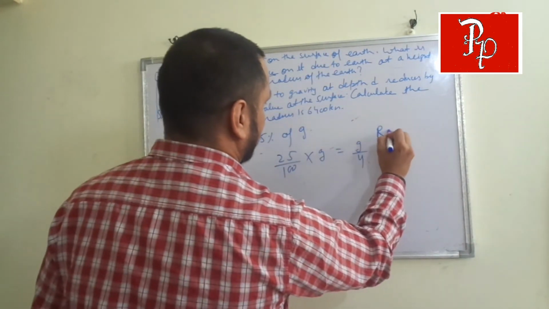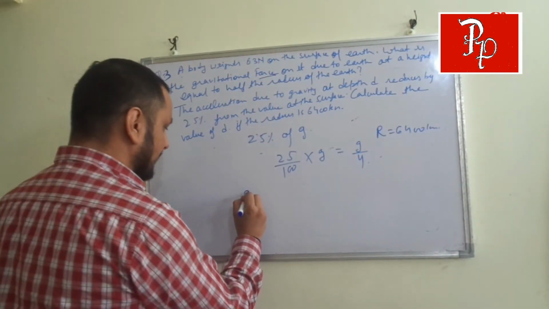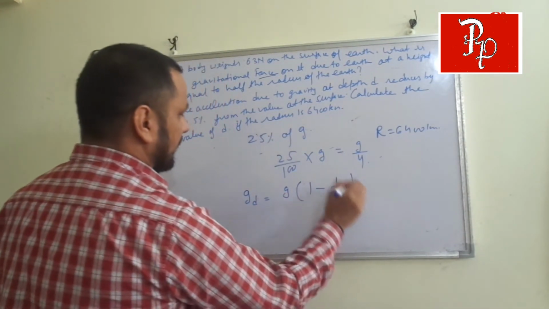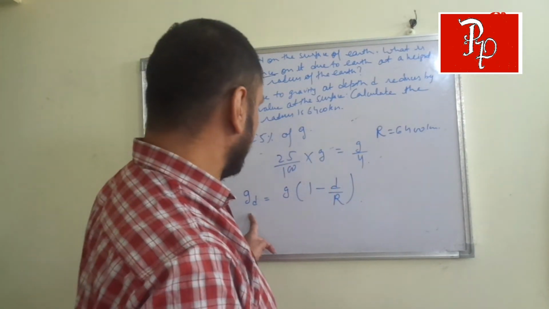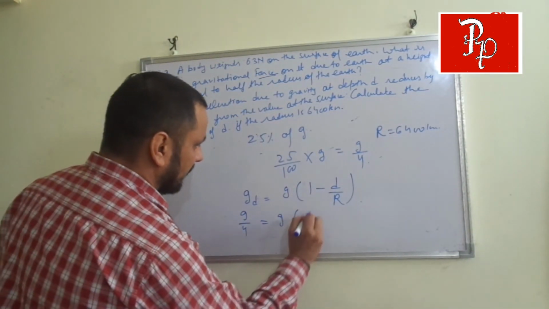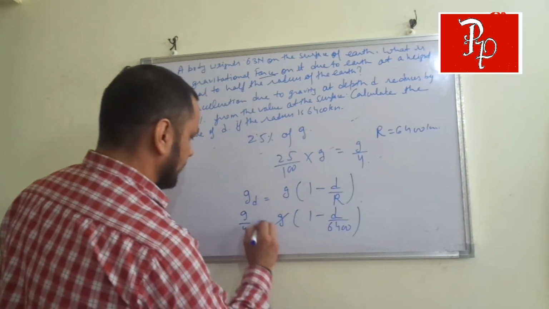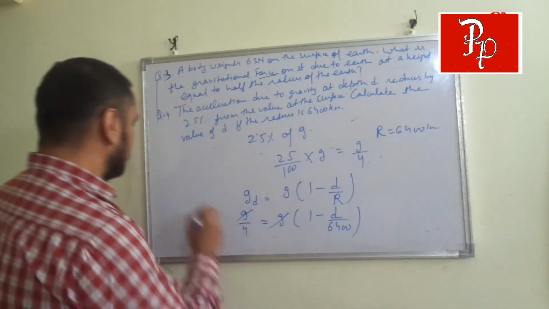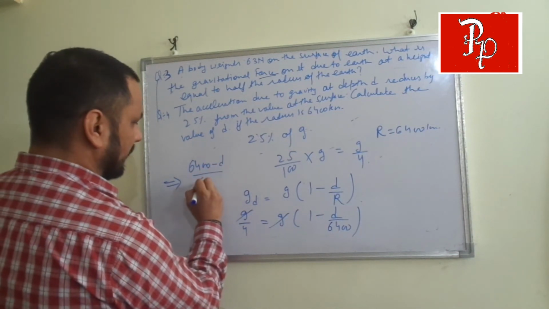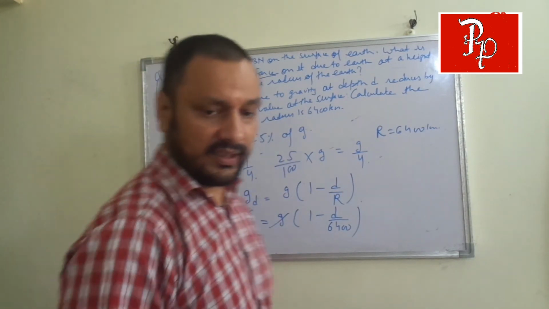Here the radius is 6400 kilometers. And now we have the formula for this, that is gd is equal to g into 1 minus d upon r. But here, according to the situation, gd is g/4. That is g/4 equal to g into 1 minus d upon r, where r is 6400. g gets cancelled. We are left with 6400 minus d upon 6400 equal to 1/4.